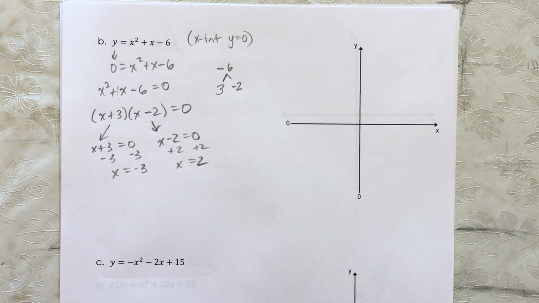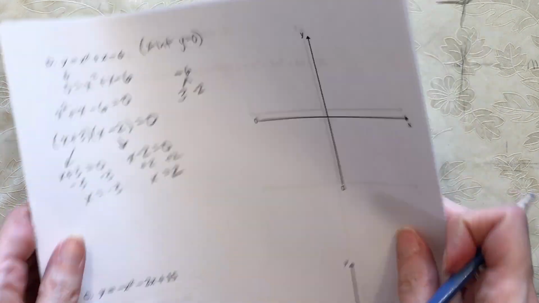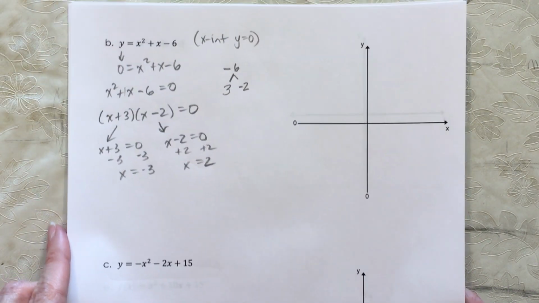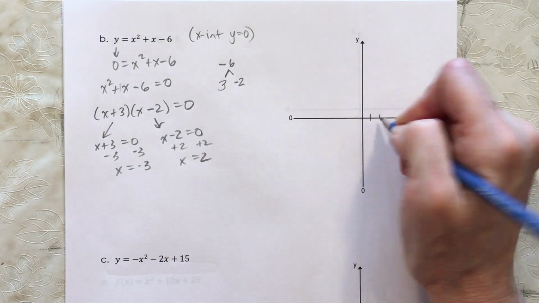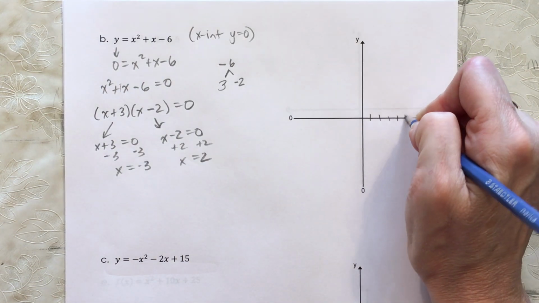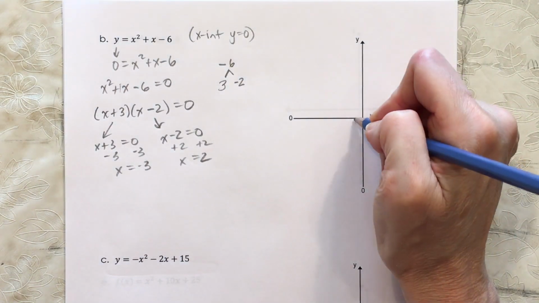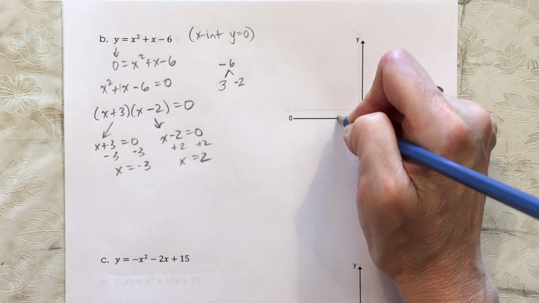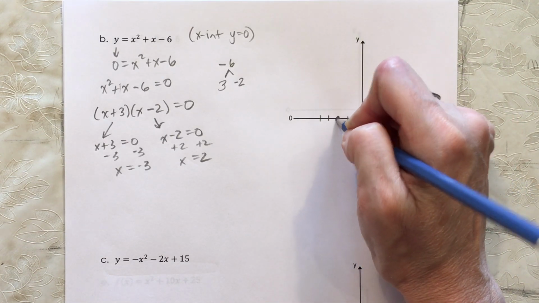And we've got our x-intercepts. Okay, so now you can notice that I didn't put the squares in here because we really want to focus on finding the x-intercepts here. So we've got an x-intercept at 2. So I'm just going to put some tick marks. There would be my x-intercept at +2. And here's one at -3.